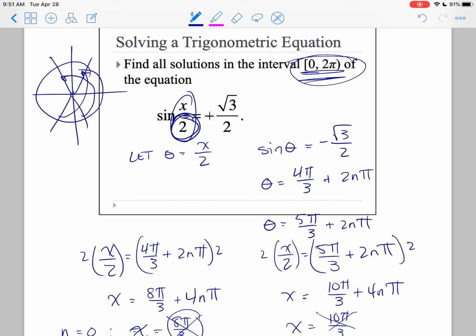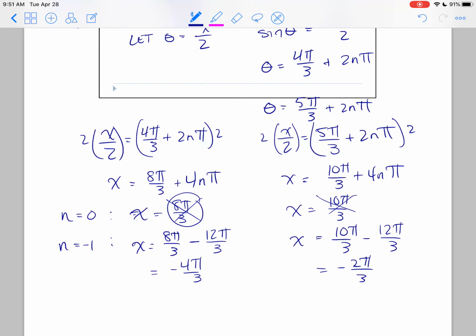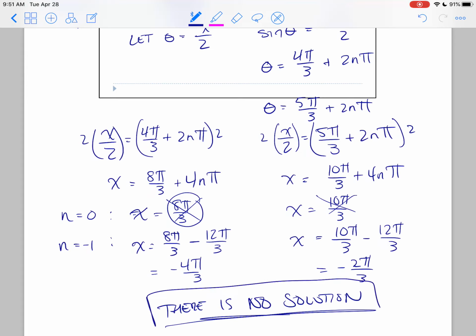Now, if I had started in the first and the second quadrant and I doubled my period, these might be somewhere where I could find a solution for it. But it turns out that there is no solution for this problem, which is fine. That's fine. There's no solution.